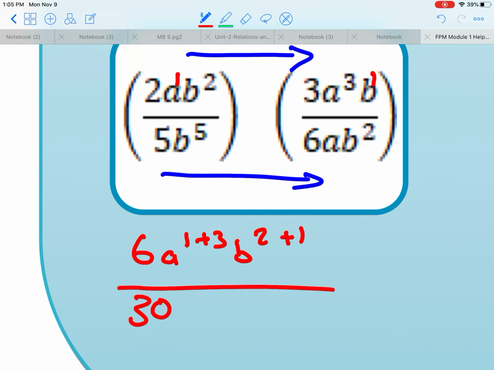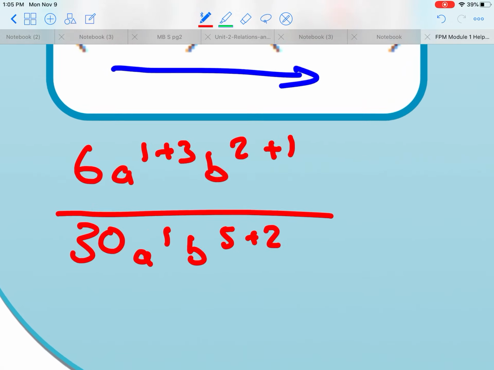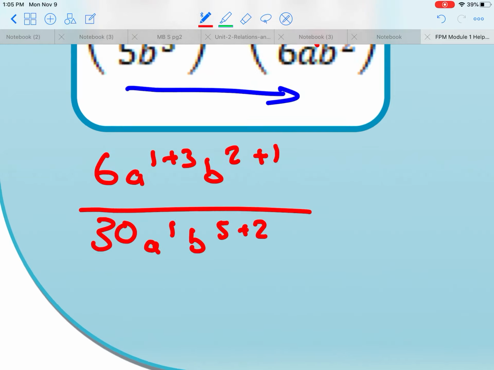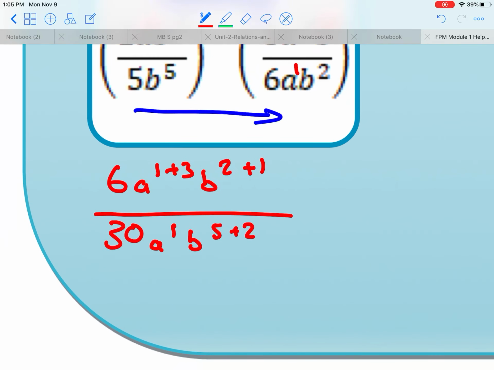5 times 6 is 30. Put a 1 on the A. Now the A doesn't have a friend, so I'm just going to leave it right there. The B's are adding together, so I get 5 and 2. And I just kept it in alphabetical order, which is why I put the A first, but it doesn't really matter. Really that's what we should do because it's easier to mark and see.